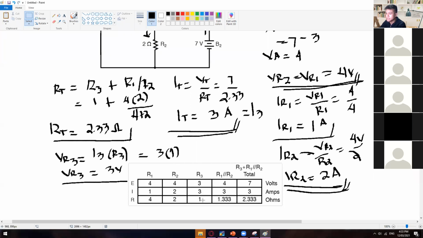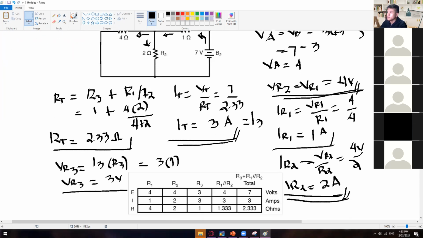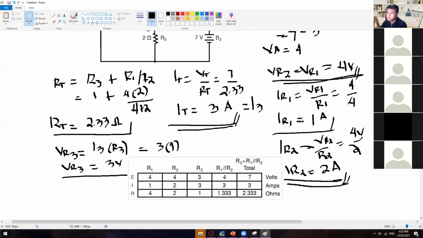And then the given resistance value, and then the computed result for the R1 and R2, which is 1.33. Why is this 1.33? So just this one alone, R1 and R2 is 1.33 plus 1. The total resistance is 2.33. All right. So were you guys able to follow so far? Yes po. Yes, sir. Yes, sir.